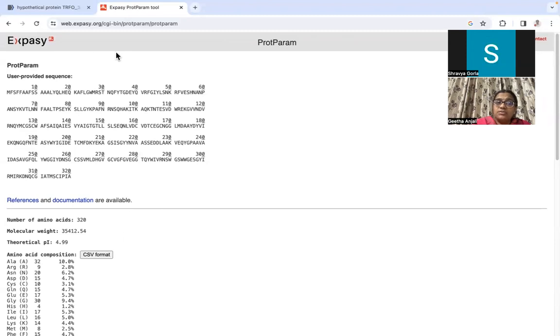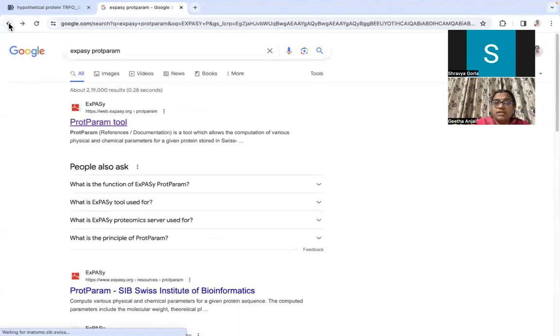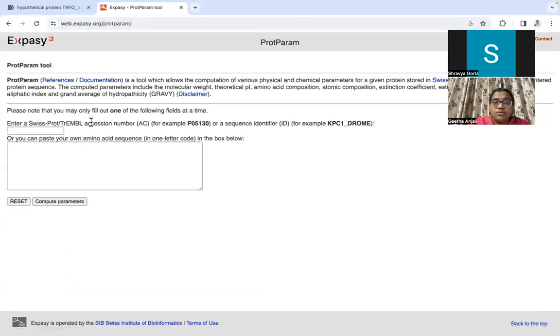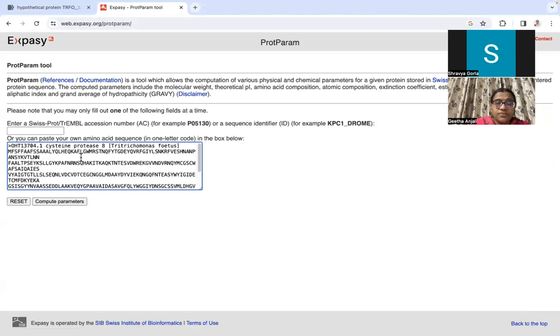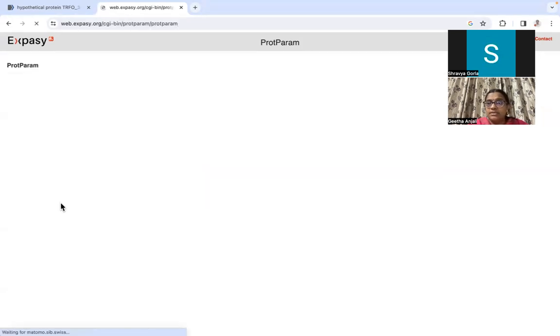So this analysis you will have to perform for each protein. So all the 10 proteins. So what are the different steps? You have to type Expasy ProtParam. Otherwise, you can just type ProtParam tool. Go to the ProtParam tool and paste your sequence. Since we have already tried pasting the entire sequence, this did not take, right? So you paste from methionine, the first amino acid, to the last amino acid, and go for computing parameters.